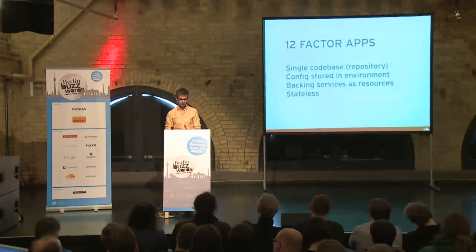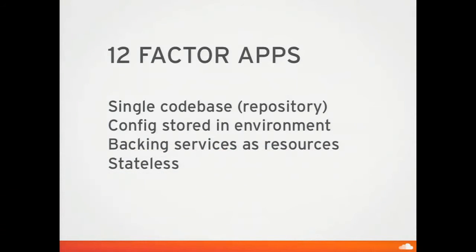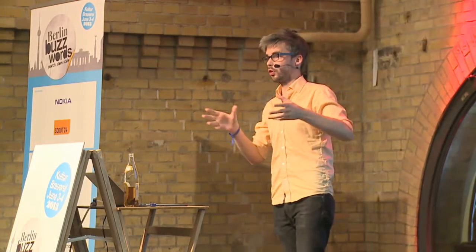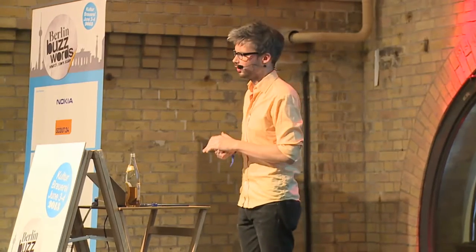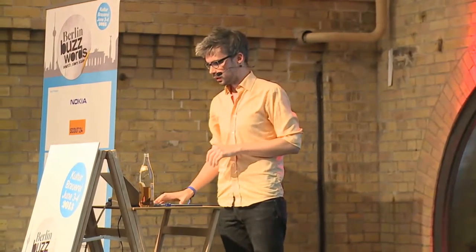Every 12-factor app is stateless, kind of. That means when you start it up, it should start up very quickly. It shouldn't rely on having a certain number of neighbors that it can communicate with. You should be able to start as many instances of these things as you want, and your overall system should function the same way, basically.